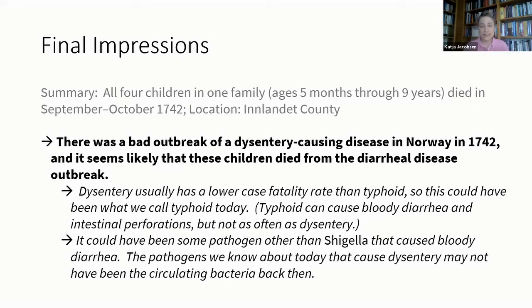Dysentery usually has a lower case fatality rate than typhoid. Typhoid can cause intestinal perforations and bloody diarrhea. So we can't be specific about what the exact pathogen is, but it was what was understood to be dysentery at the time. So I think with reasonable certainty, we can see what happened with that family.